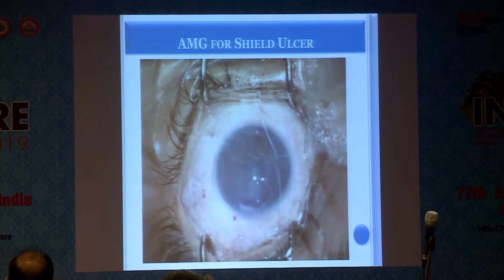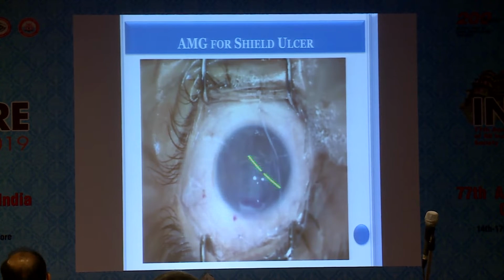Currently, if given a choice in this case, I will ask my resident to put 1 layer of amniotic membrane here, and then put a layer here, stick it with fibrin glue, put a bandage contact lens over it. And that is really going to work very well for the patient.